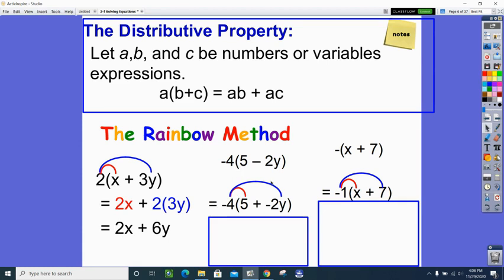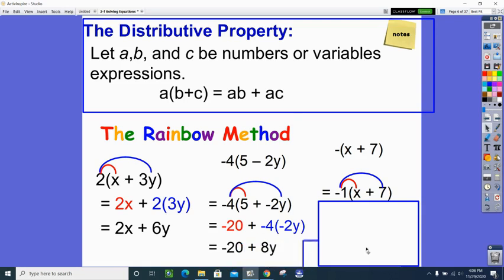Now over here, we've got -4 times a group that has a subtraction. And sometimes people have a hard time seeing this. So again, we could same, change this. We could change that minus to plus a negative. -4 times 5 is going to give me -20, plus -4 times -2. A negative times a negative would be a positive 8y.